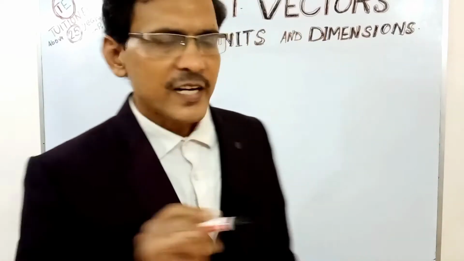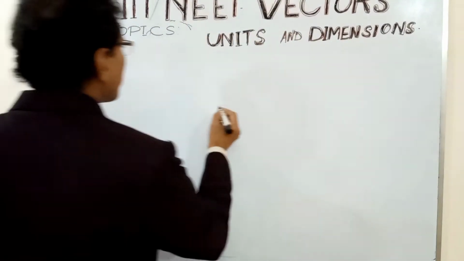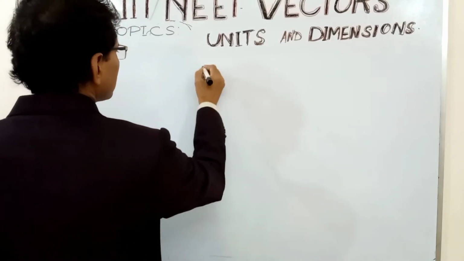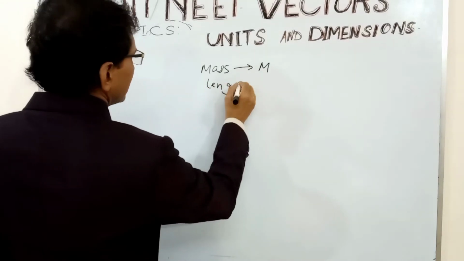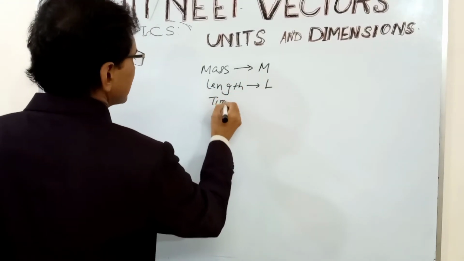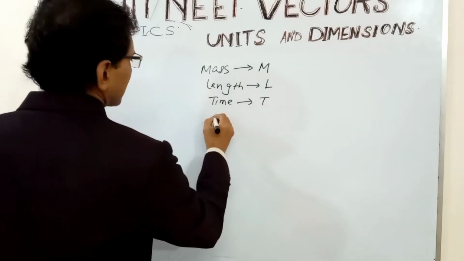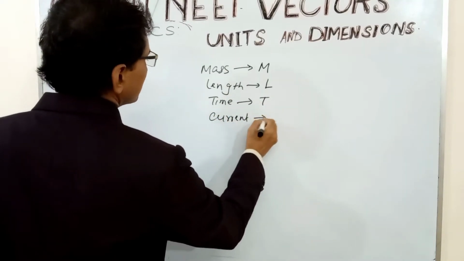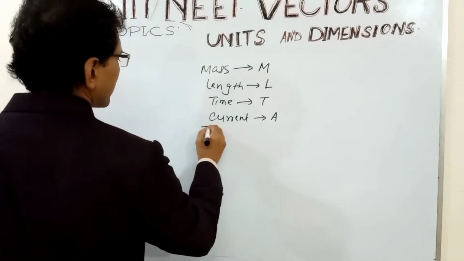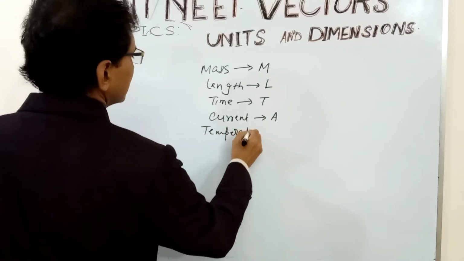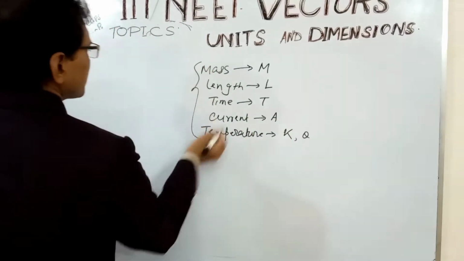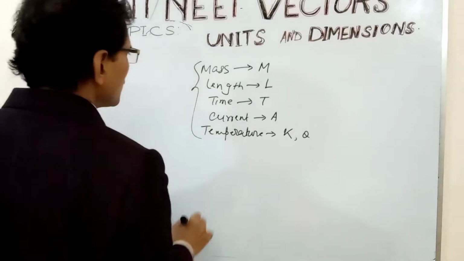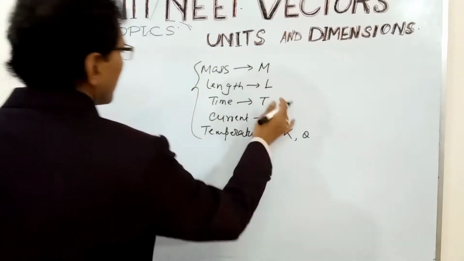Now let's discuss how to find the dimensional formula of a physical quantity. For that, we use symbols of fundamental quantities. Suppose mass is denoted by M, length is denoted by L, time is denoted by T, current is denoted by ampere A, and temperature is denoted by Kelvin or sometimes theta. Now we have to use these symbols.